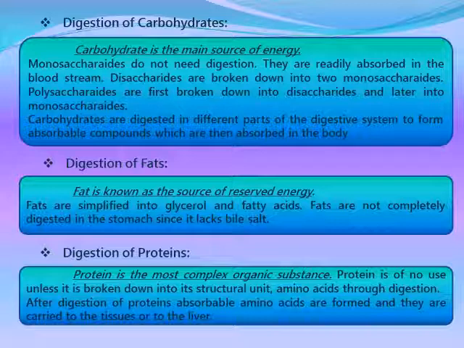It is the most complex organic substance. Which is the most complex organic substance? Protein is the most complex organic substance. Underline this sentence. Protein is of no use unless it is broken down into its structural unit, amino acids, through digestion. Protein will never function in the body unless it is broken down into amino acids through digestion. Understand? After digestion of proteins, absorbable amino acids are formed and they are carried to the tissues or the liver.